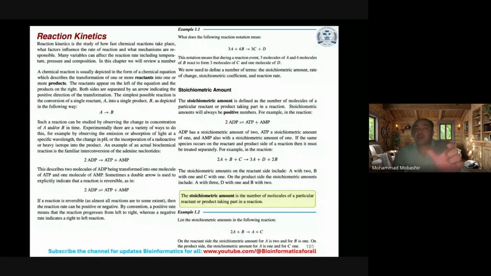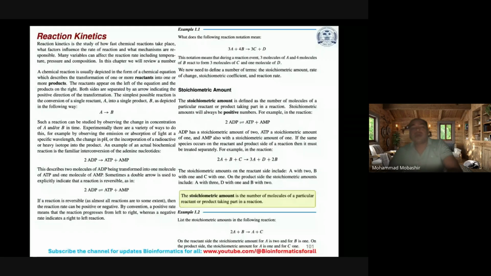The stoichiometric amount is defined as the number of molecules of a particular reactant or product taking part in a reaction. The stoichiometric amounts will always be positive numbers, and this you have understood really well. In brief, you can say the stoichiometric amount is the number of molecules of a particular reactant or product taking part in a reaction. That's it.